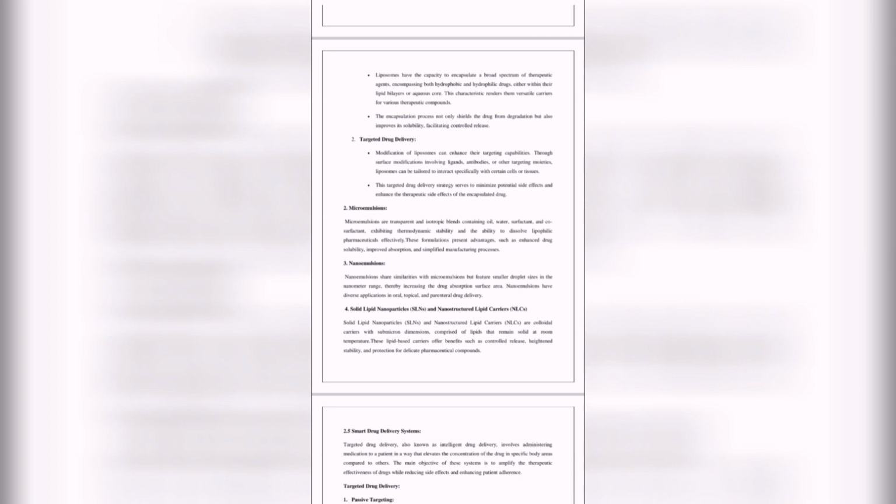These characteristics render them versatile carriers for various therapeutic compounds. The encapsulation process not only shields the drug from degradation but also improves its solubility and facilitates controlled release.